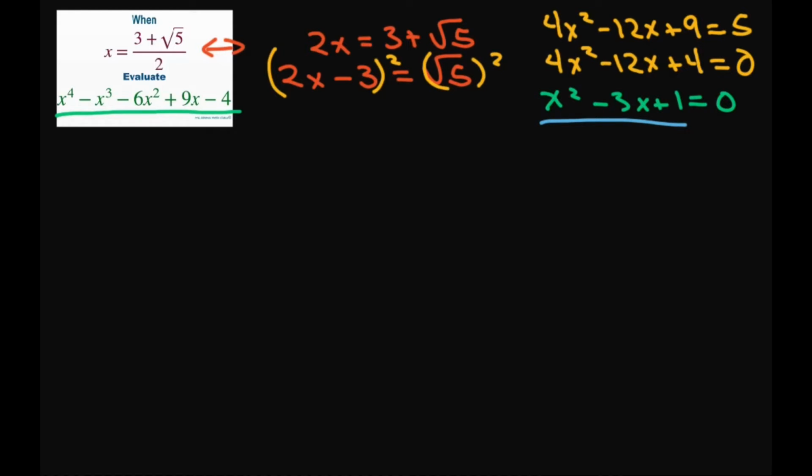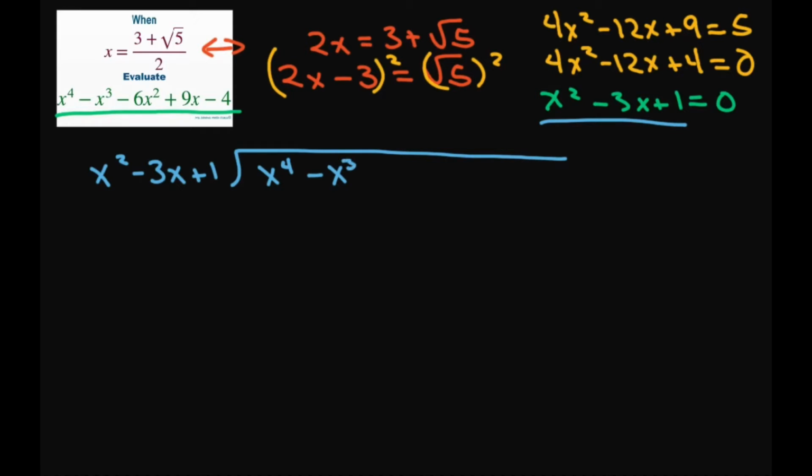All right, so we're going to have x squared minus 3x plus 1, and we're going to divide it into x to the power of 4 minus x cubed minus 6x squared plus 9x minus 4. And so we say, what times x squared gives you x to the power of 4? And that's going to be x squared. So we'll put x squared here, and you multiply this by x squared. This is going to give you x to the power of 4 minus 3x cubed plus x squared.